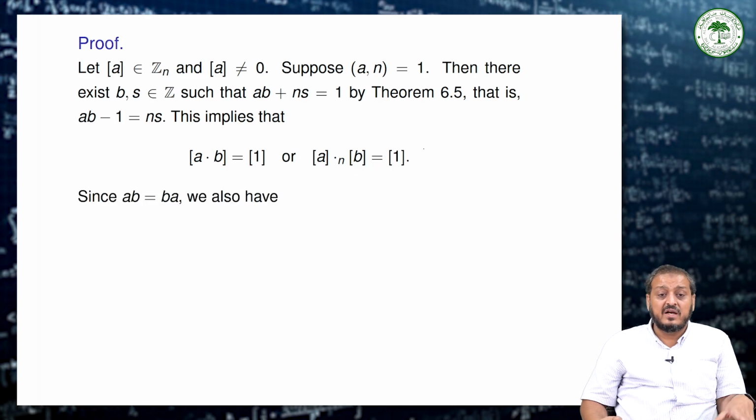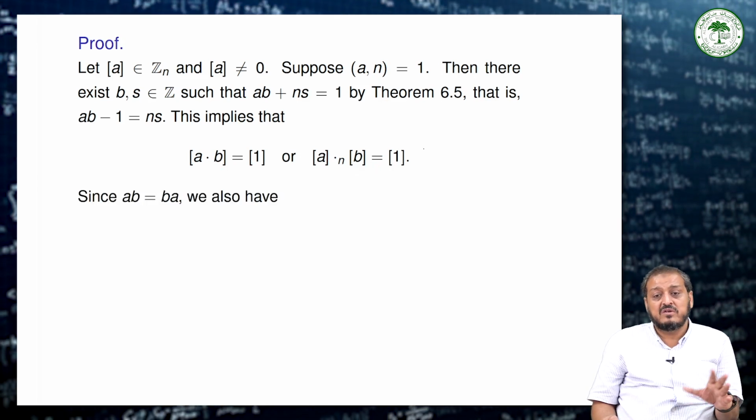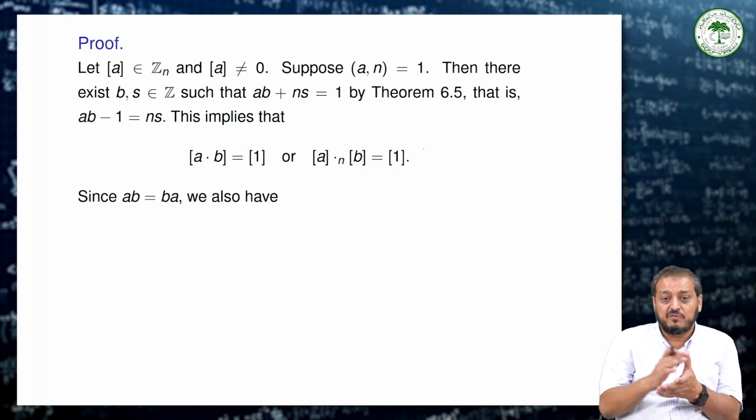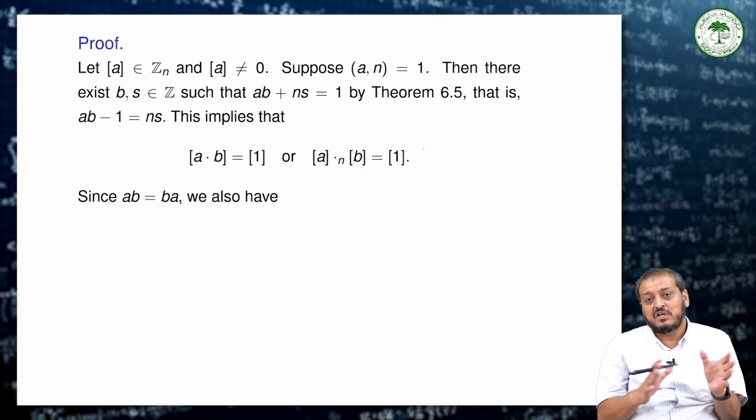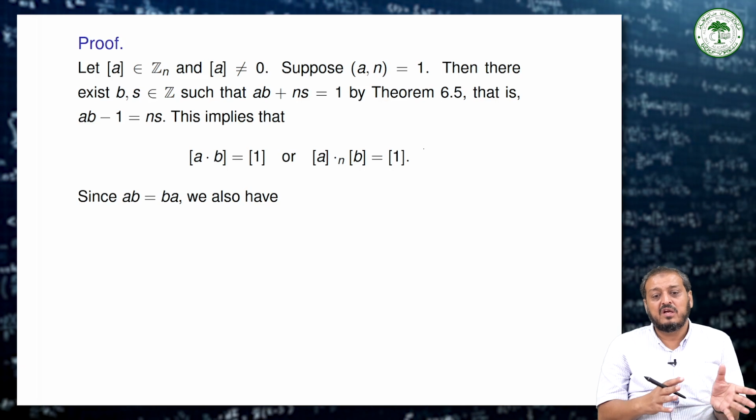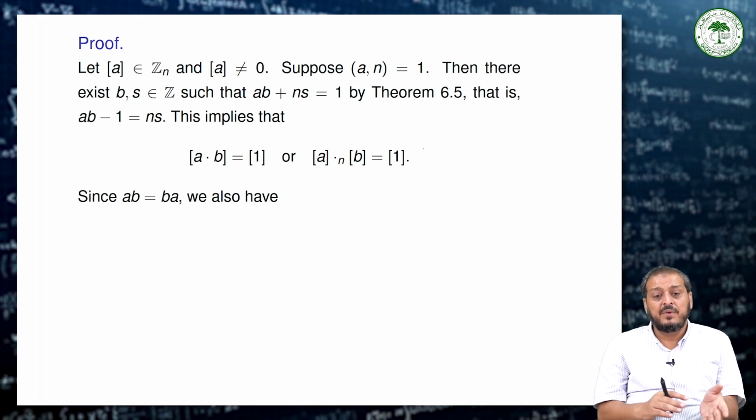So we just say that since a and b are elements of the set of integers, and under the set of integers the elements are commutative, ab is the same as ba.